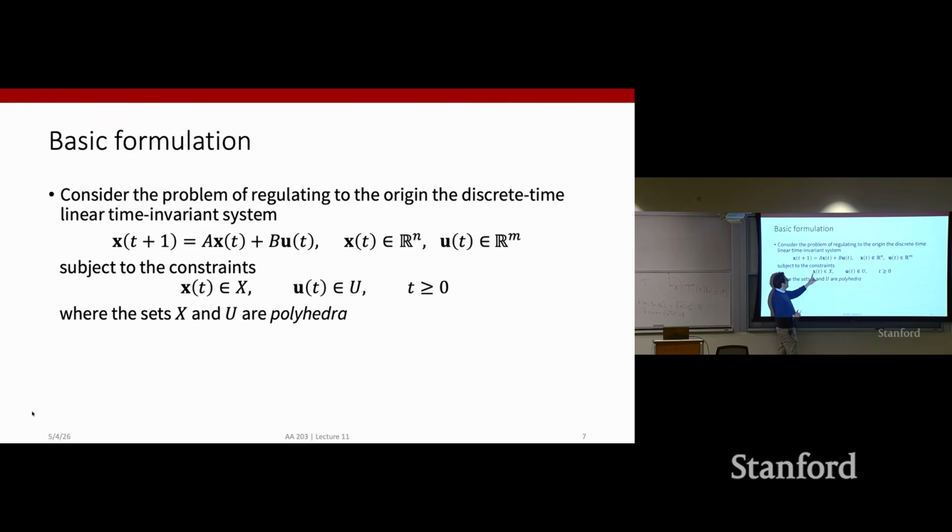So we assume that the state x belongs to some capital set X, the set of safe states, and u belongs to some capital set U. And here we're assuming that the sets X and U are polyhedra. That is, they are sets that can be defined by finitely many linear inequalities. So basically half planes that define your feasible state space. A cube, for example, we are confined within a cube.